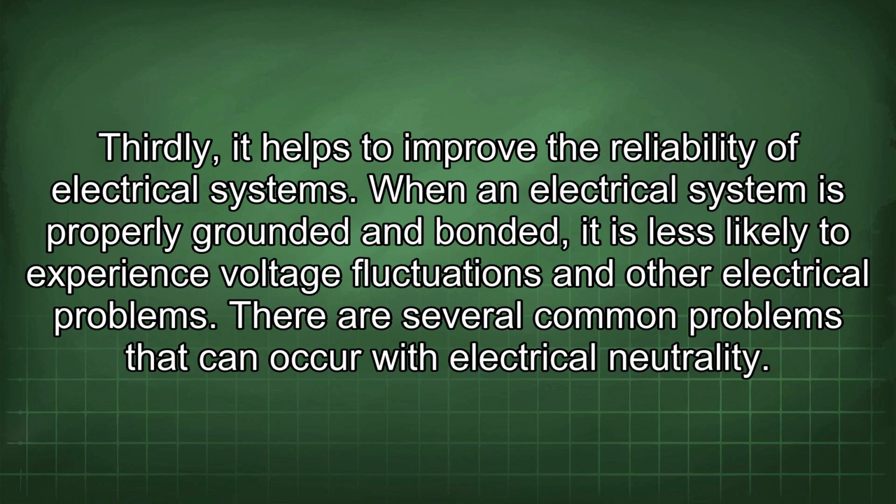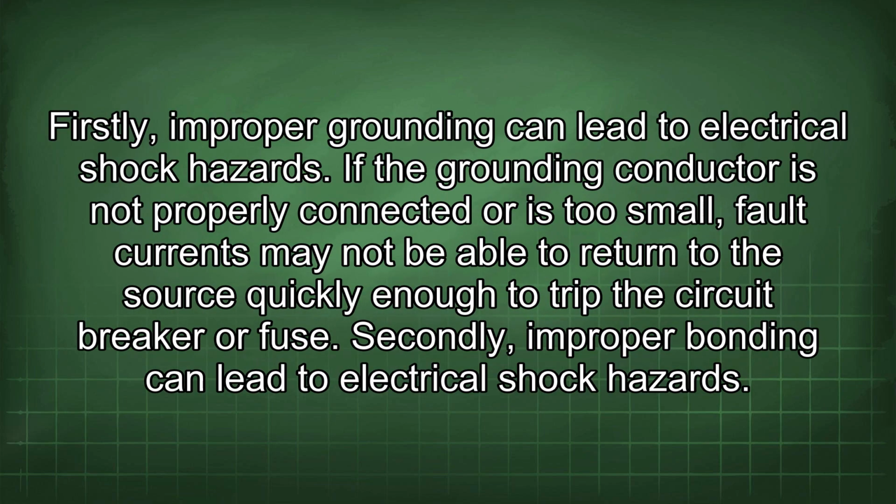There are several common problems that can occur with electrical neutrality. Firstly, improper grounding can lead to electrical shock hazards. If the grounding conductor is not properly connected or is too small, fault currents may not be able to return to the source quickly enough to trip the circuit breaker or fuse.